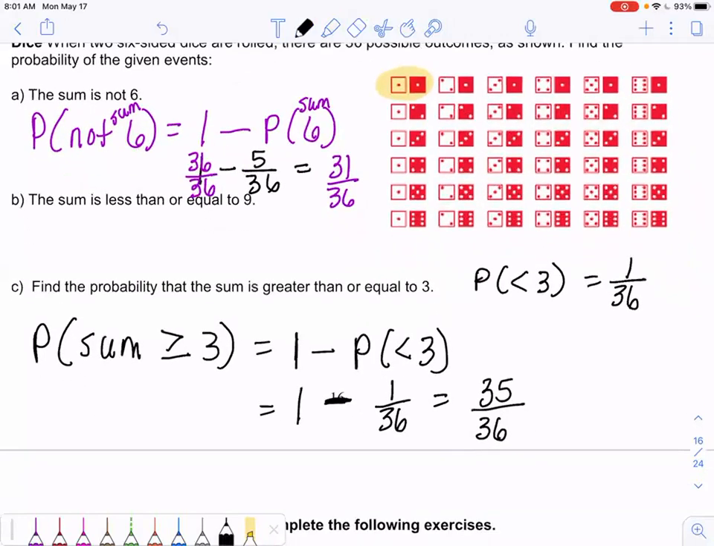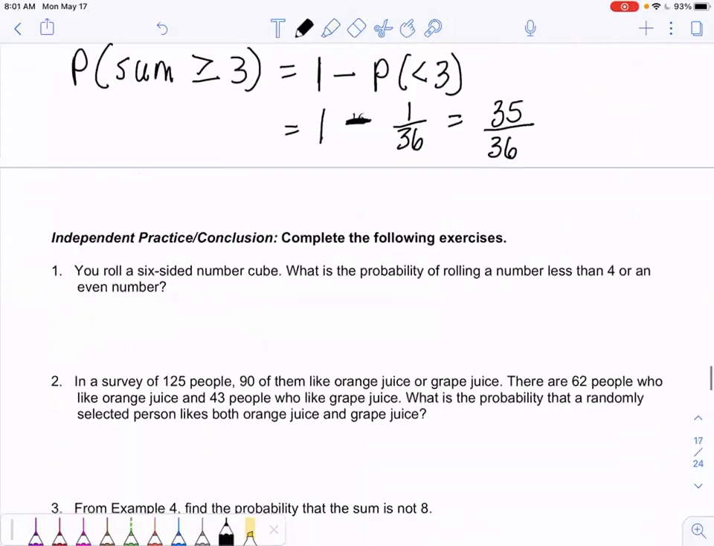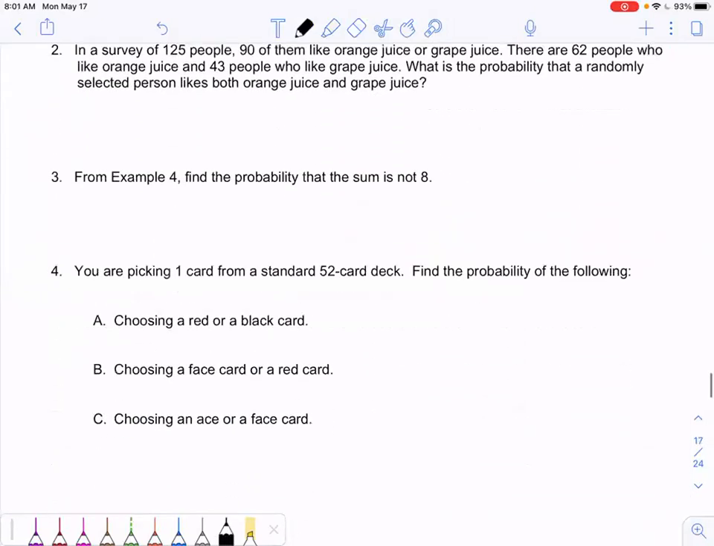So complements are using the opposite to make it a little easier to find the probability. Now, could you have counted all of the other ones? Sure. You could have said, well, there's really 35. If one of them isn't, 35 of them are. It's just giving you another way to look at it. So the last problem I want to do, let's go down to the very last example on the next page.